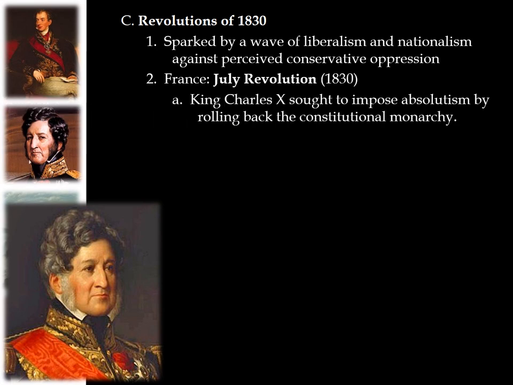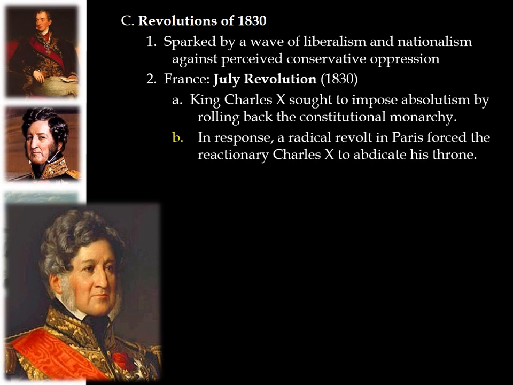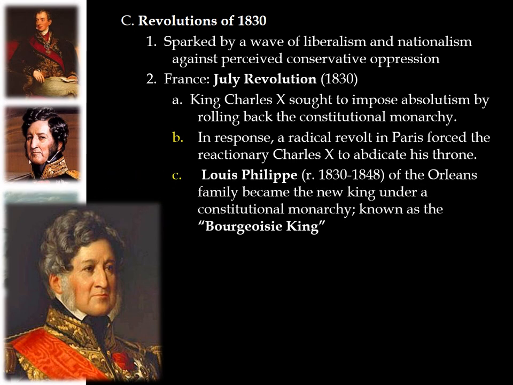King Charles X sought to impose absolutism by rolling back the constitutional monarchy that had been put in place after the fall of Napoleon. In response, a radical revolt in Paris forced the reactionary Charles X to abdicate his throne. And instead, a new dynasty was formed under Louis-Philippe, who will reign from 1830 to 1848. He was from the Orléans family, and he became the new king under a new constitutional monarchy known as the bourgeoisie king. He refused to wear a crown in public. Instead, he wore a top hat like a regular bourgeoisie in France.